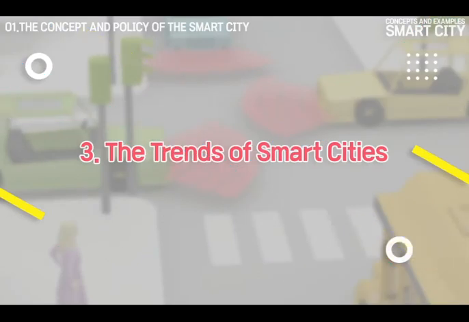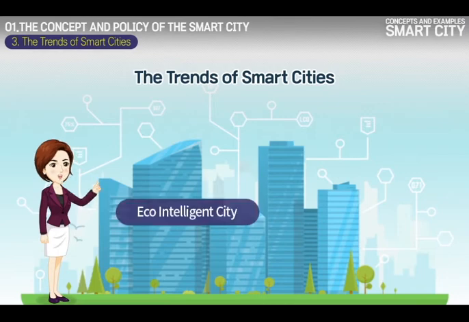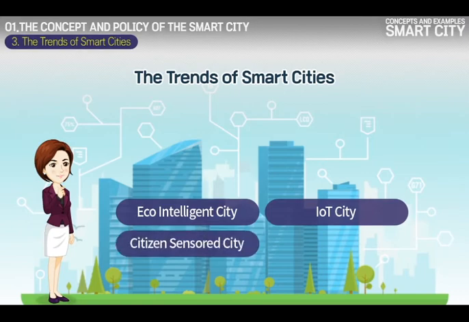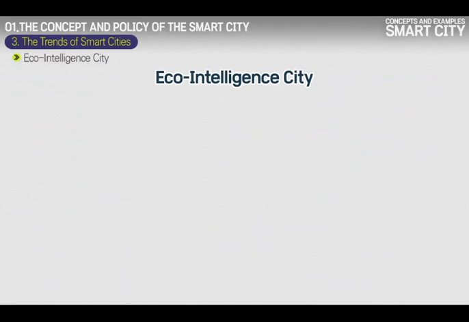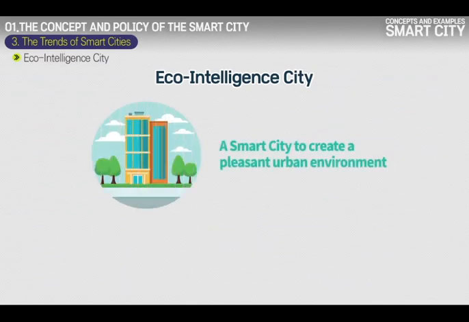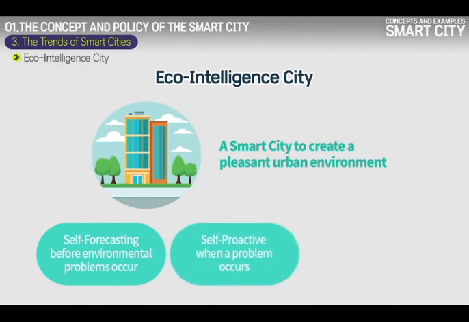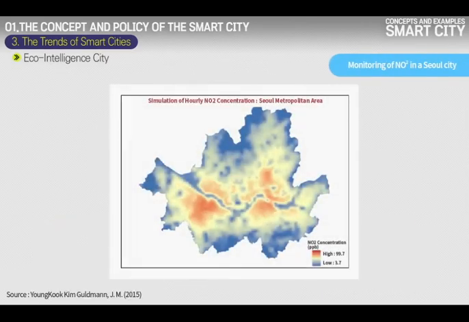The trends of smart cities. The latest trends of smart cities can be summarized into 4 categories: eco-intelligent city, low-cost and high-efficiency IoT city, citizen-centered city, big data platform city. First, an eco-intelligent city is a smart city that creates a pleasant urban environment. The key is an automated system that forecasts environmental problems before they occur, responds when they occur, and immediately warns citizens of problems. A typical example is the Seoul City Environmental Monitoring System.